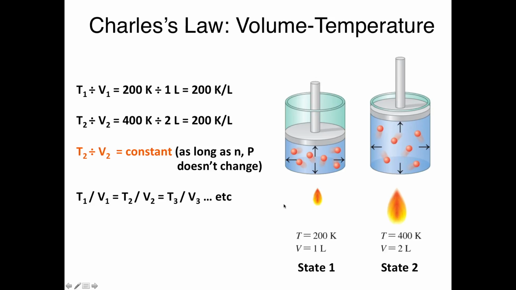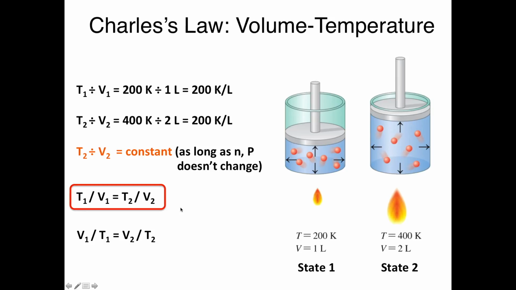So we can truncate that, simplify that, and just simply say that anytime you take a temperature of one state divided by the volume of one state, it will be equal to the temperature of the second state divided by the volume of that second state. That is called Charles' law.